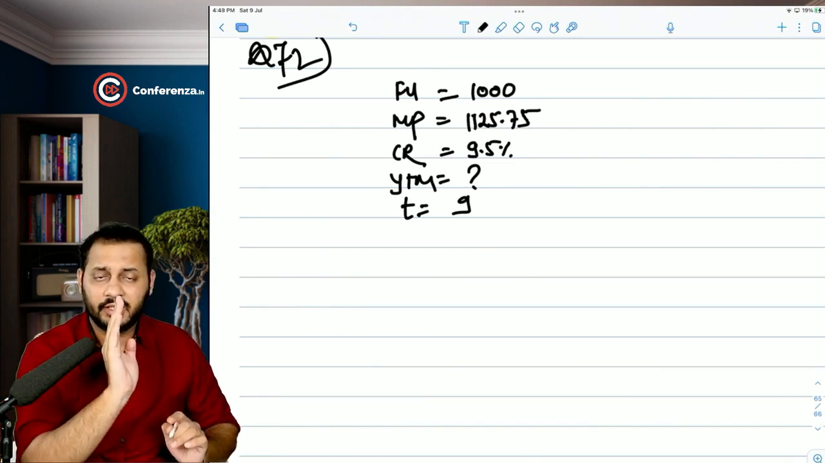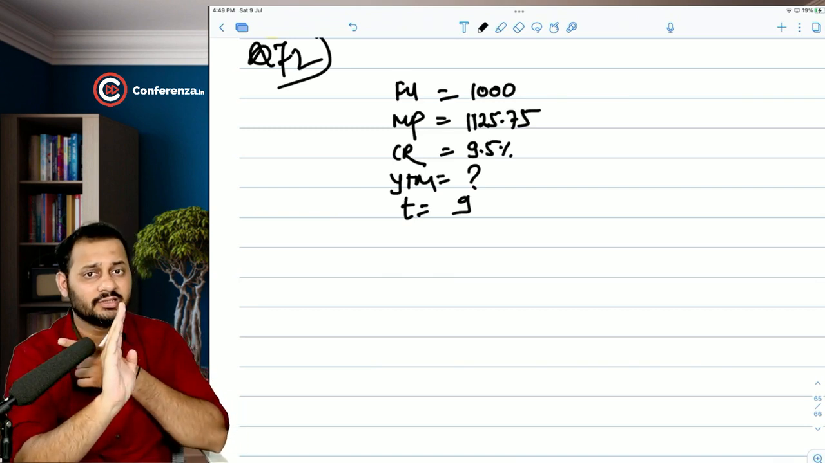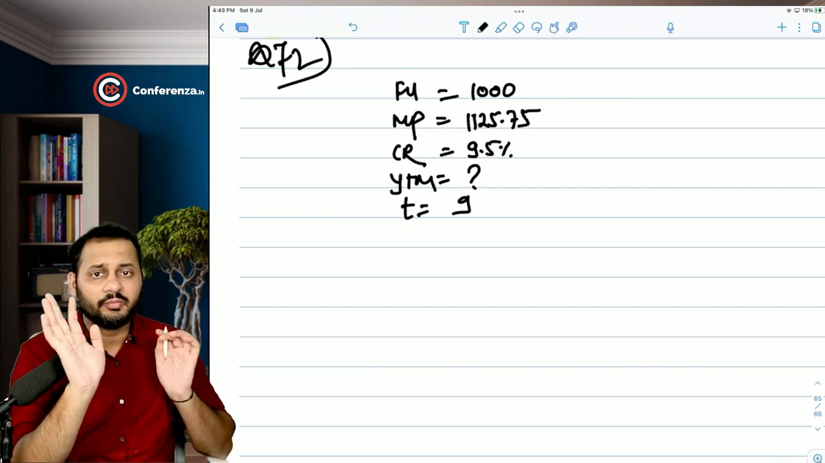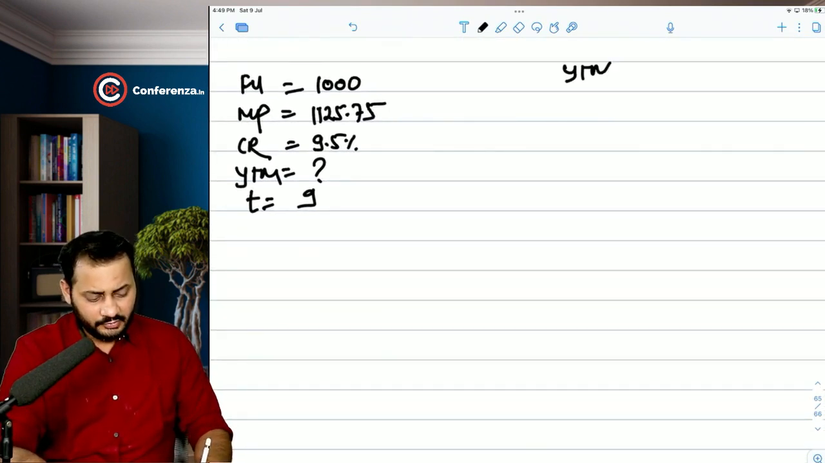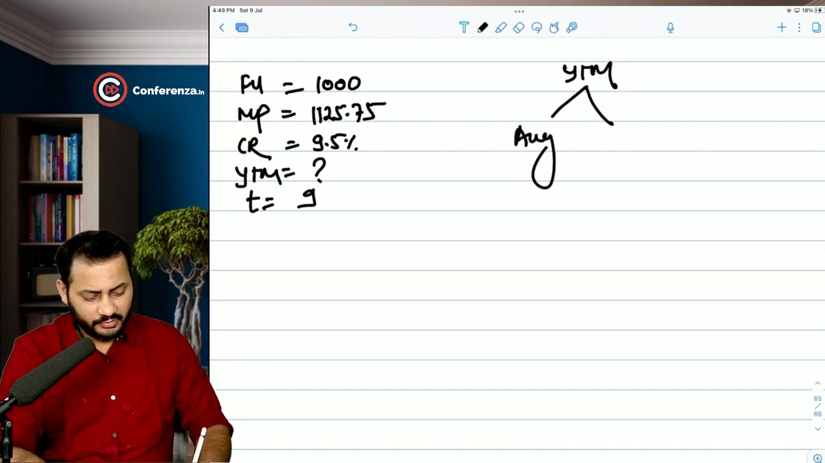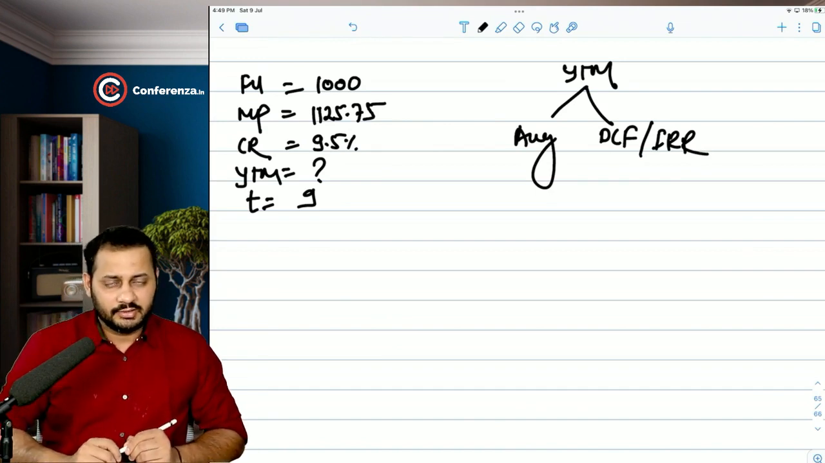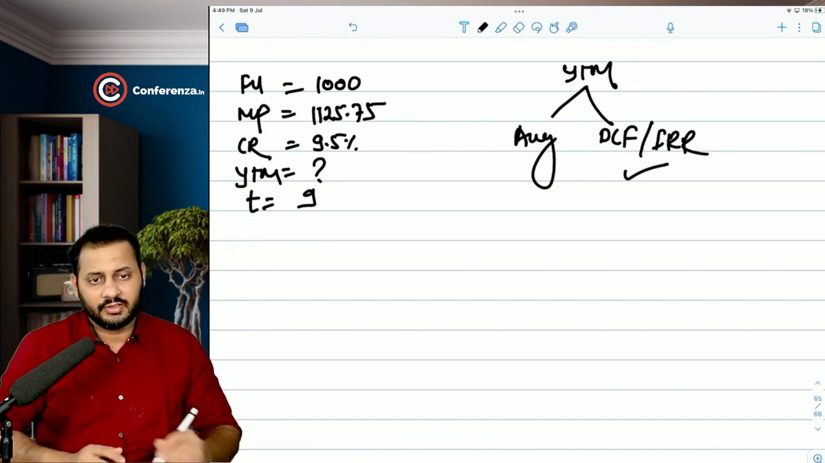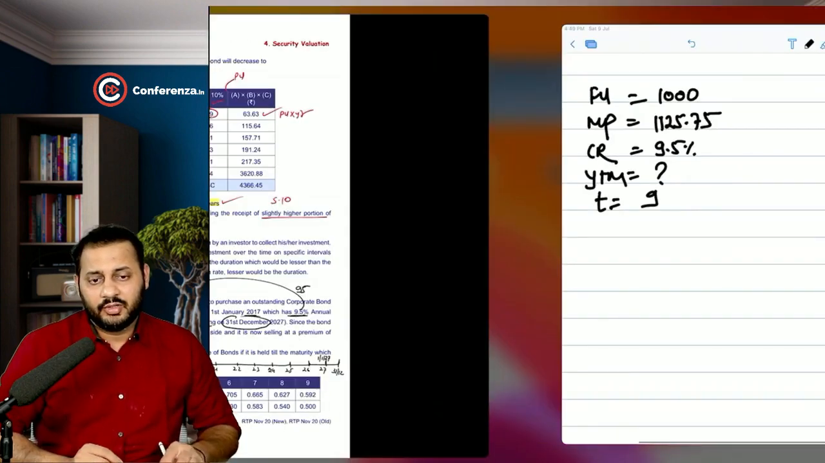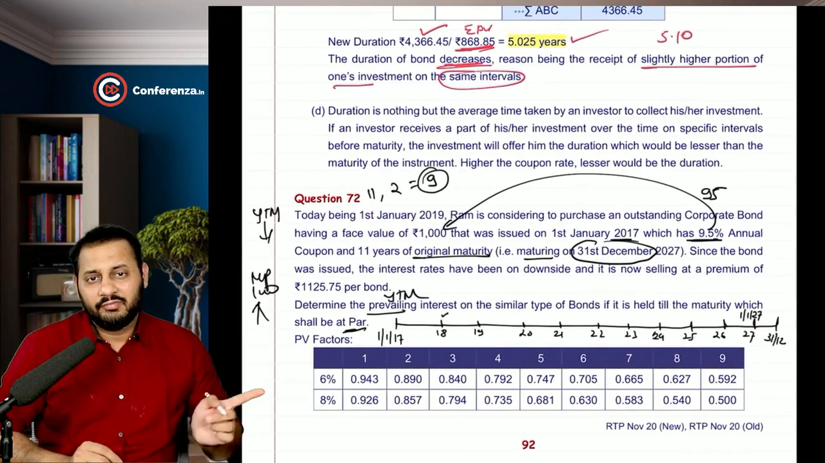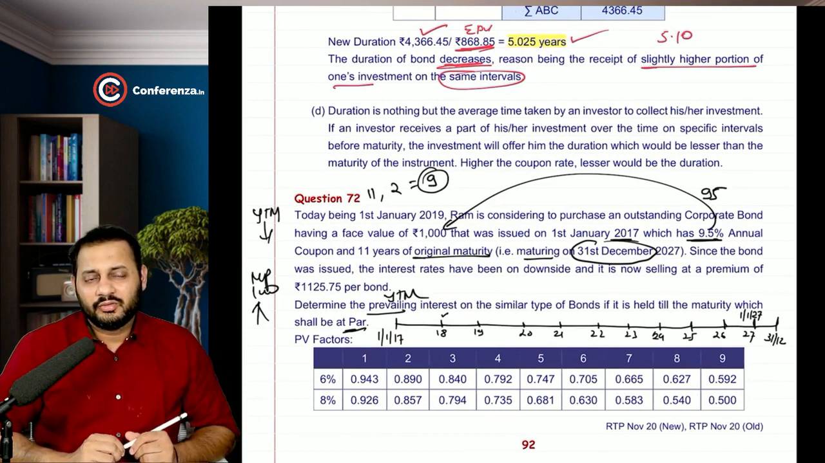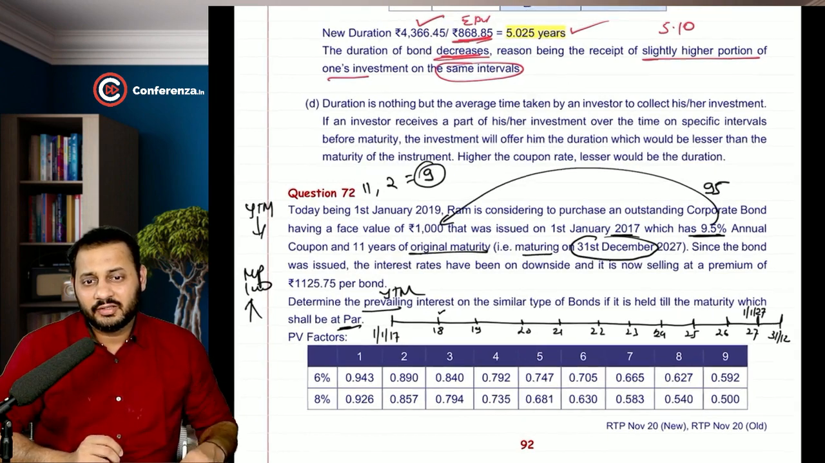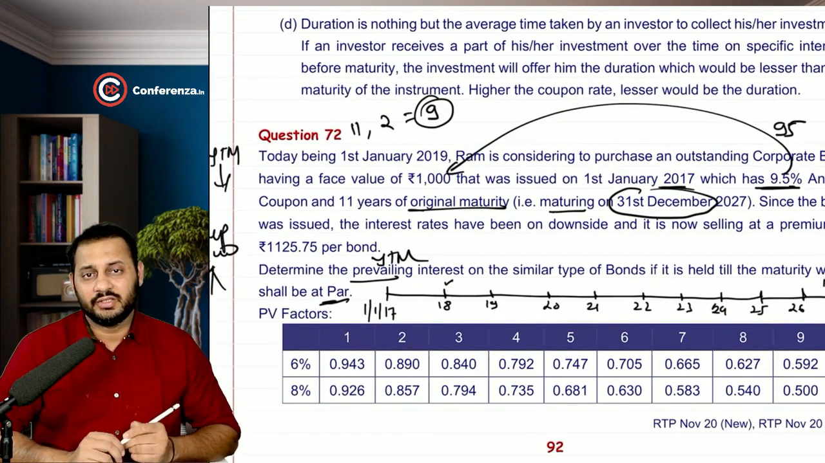Please understand, at any point if you are doing the calculation, the past does not matter. 2 years will not matter now. See, I will tell you. Although I am saying YTM can be calculated with both the methods, average and discounted cash flow, or you can say IRR. Without looking at the answer, I can clearly say that they have followed IRR. I will tell you why. Because you can see they have given some present value factors. And do you know why they have given this present value factor? And in fact, there are two different rates also given in the question.